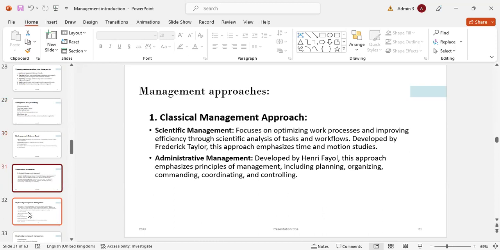Management approach. Classical management approach is further divided into scientific management, which focuses on optimizing work processes and improving efficiency through scientific analysis of tasks and workflow, developed by Frederick Taylor. This approach emphasizes time and motion studies. Administrative management, developed by Henri Fayol, emphasizes principles of management, including planning, organizing, commanding, coordinating, and controlling.